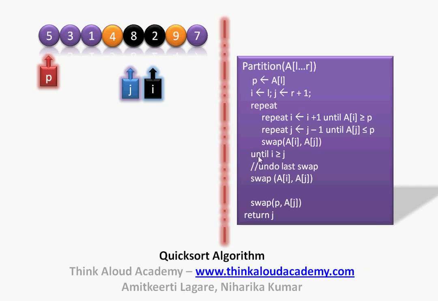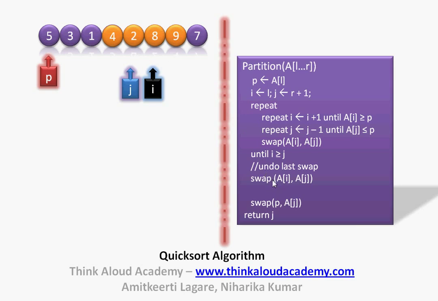But then when we see, have we reached a scenario where I is greater than j? So here you will see that I and j have crossed each other. So I is greater than j. So we have actually hit this scenario. So what we do is we come out of this repeat loop, and by mistake we had swapped the elements 2 and 8. So what we do is we swap back the elements and we get back 2 and 8.